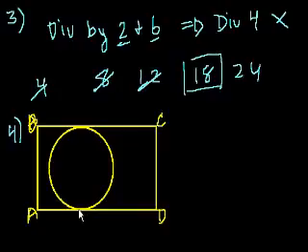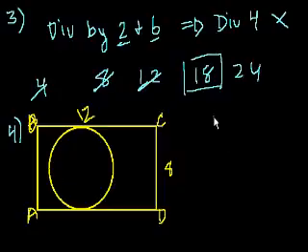Tangent means it just touches at one point, right? Of the 8 by 12 rectangle ABCD. So they're saying this is an 8 by 12 rectangle, and we can assume that this is going to be the 8 side and that this is the 12 side because it's longer. What is the area of the circle?